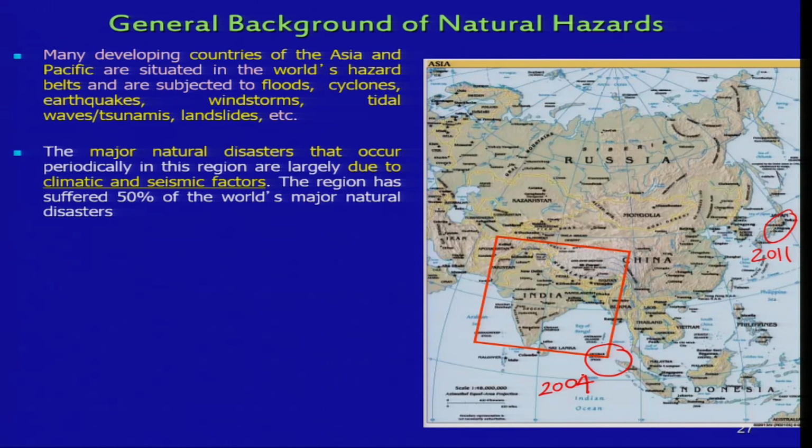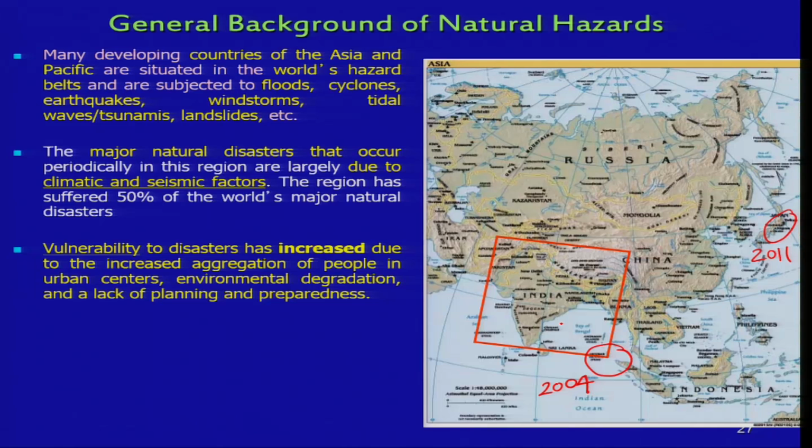earthquake. The major natural disasters that occur periodically in this region are largely due to climate or seismic factors. Okay. So if you take the recent ones, from seismic factors we had the 2004 Sumatra Andaman earthquake, and from climatic factors, we had the recent cyclone Vardah. And if you go back a few years, we had Hudhud, we had Phailin. Okay. So there were many cyclonic effects which were experienced along this coast.